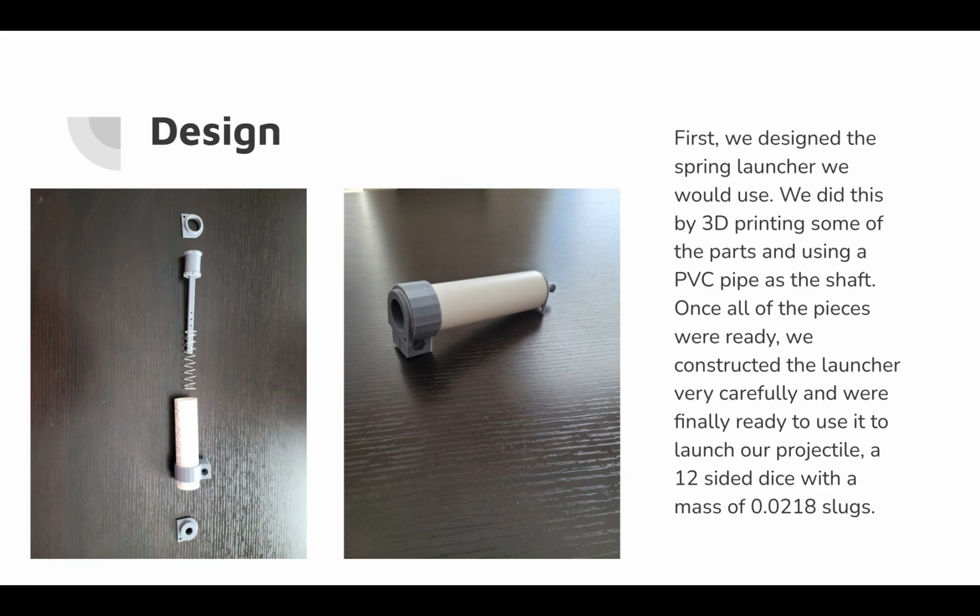Design. First, we had to design the spring launcher we would use. We started this by 3D printing some of the parts and using a PVC pipe as the shaft. Once all the pieces were ready, we constructed the spring launcher very carefully. Then we were ready to use it to calculate the spring constant K and launch our projectile, a 12-sided dice with a mass of 0.0218 slugs. And here on the left you see the spring launcher disassembled with all of its parts, and on the right is the spring launcher assembled.